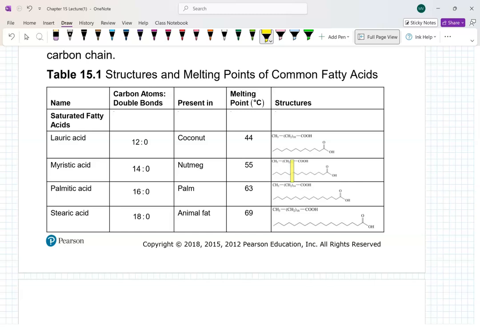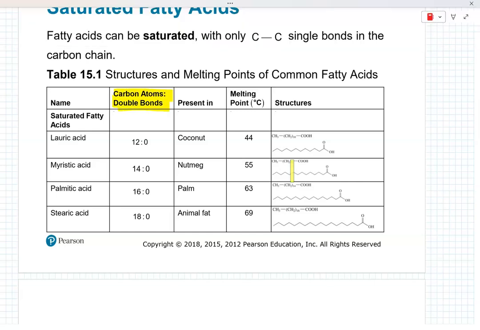Okay? So the only thing that I want to highlight is that we can characterize a fatty acid by the ratio of the number of carbons to double bonds. And obviously here there are no double bonds, so the second number is 0. Am I making sense? Okay, sounds good?